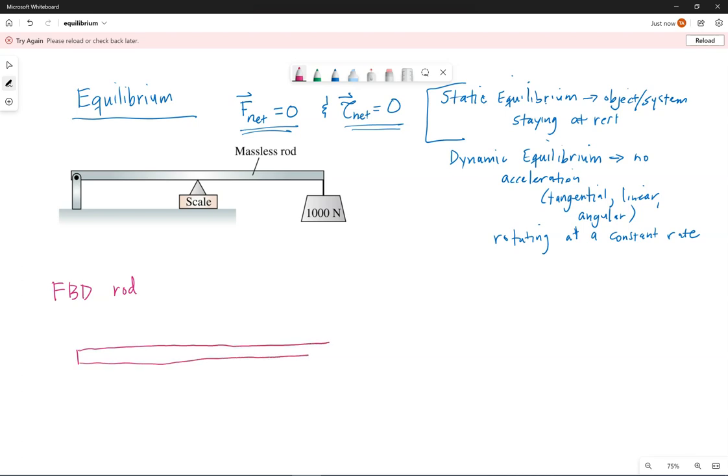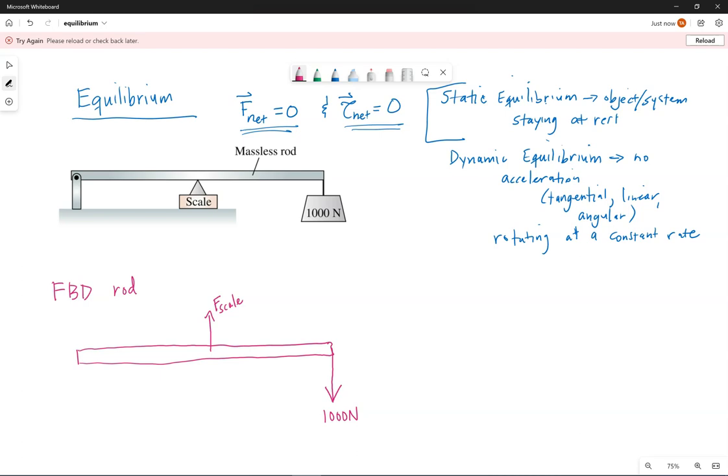So I would draw the rod, and we have to be very specific about where we draw the forces, because torque, remember, depends upon how far that force is applied from the lever arm. So we have to be very intentional and careful about where we're drawing the forces. So I would draw the force of the 1,000 Newton mass hung at the right end. I would draw that at the right end. The scale is pushing upwards on the rod in the middle. So I need to draw that force in the middle.